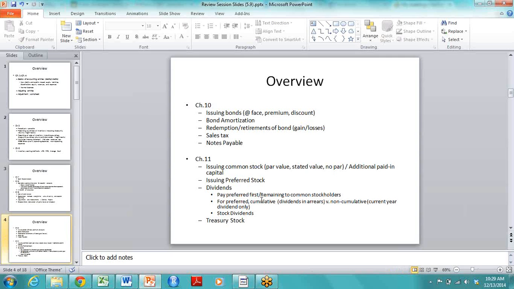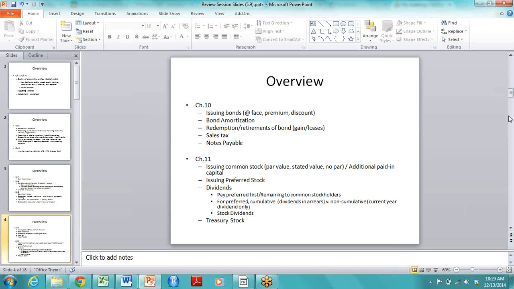So in my example, 2014, the dividend was declared. If it was cumulative, you would have to pay them for 2012, 13, and 14. If it was non-cumulative, you would just have to pay the preferred stockholders for 2014. And what that means is whatever's left over of that declared dividend then goes to the common stockholders. So I think that's probably one of the trickier concepts, and there are examples and practice problems on that too. And then finally, treasury stock.